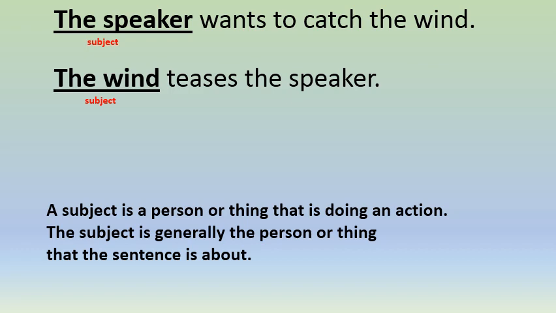Similarly in the second sentence, the wind teases the speaker. Children, who teases the speaker? Well, it's the wind who teases the speaker. When we use the subject, it makes some sense. When we just say teases the speaker, does it make sense? No, we need a subject to complete the sentence. Children, subject can be identified by asking the question of what or who. A subject is a person or thing that is doing an action. The subject is generally the person or thing that the sentence is about.